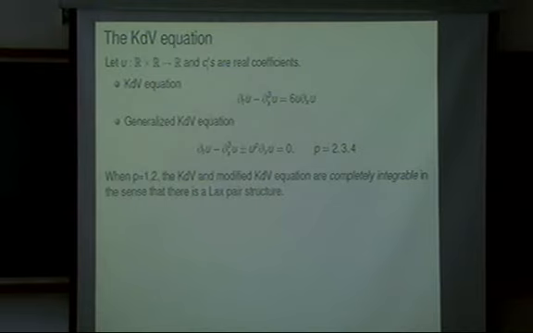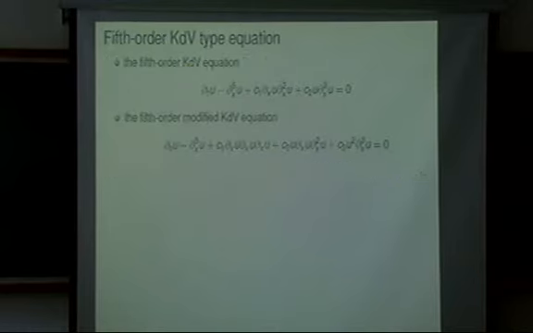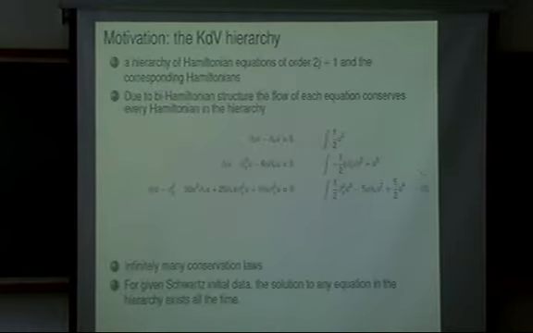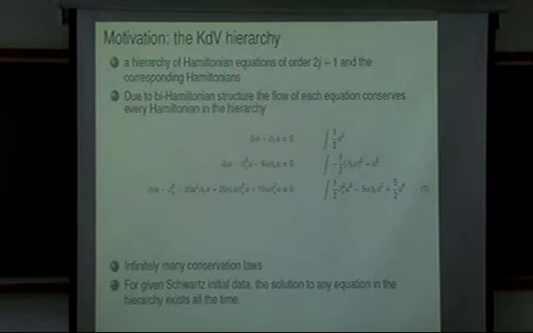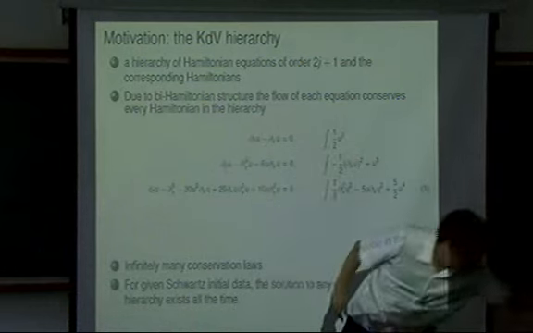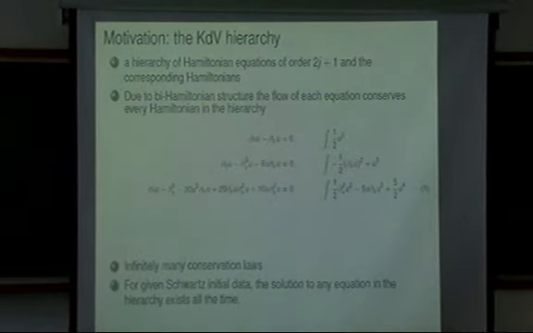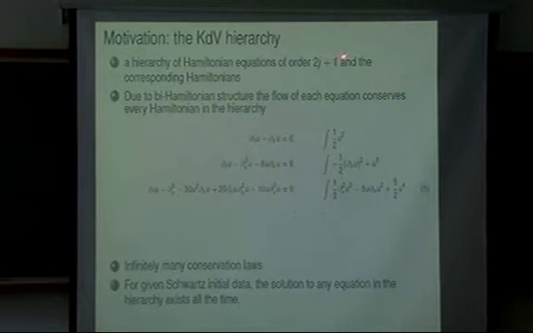For both of these equations, it is known that the equation is completely integrable, in the sense that there is some sort of symplectic geometric structure. It's called a Lax pair. Due to that structure, we can construct a hierarchy of Hamiltonian equations of order 2j plus 1. The first one is the KdV equation, the second one is fifth order, and the third one is seventh order or so.